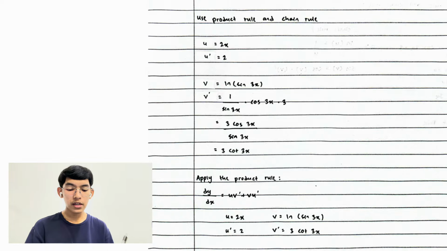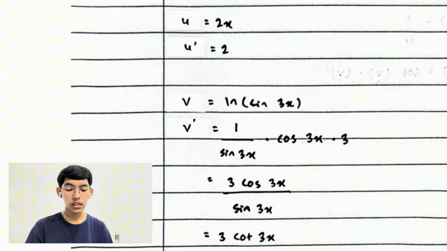Okay, find the derivative of 2x, which is 2. Now find the derivative of ln sin 3x. This requires the chain rule. The derivative of ln u is 1 over u, and the derivative of sin v is cos v times v prime. So the derivative of ln sin 3x is 1 over sin 3x times cos 3x times 3, equals 3 cos 3x over sin 3x.